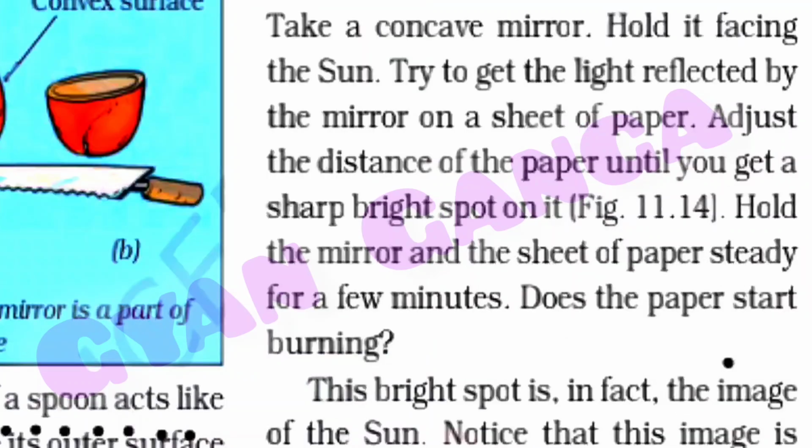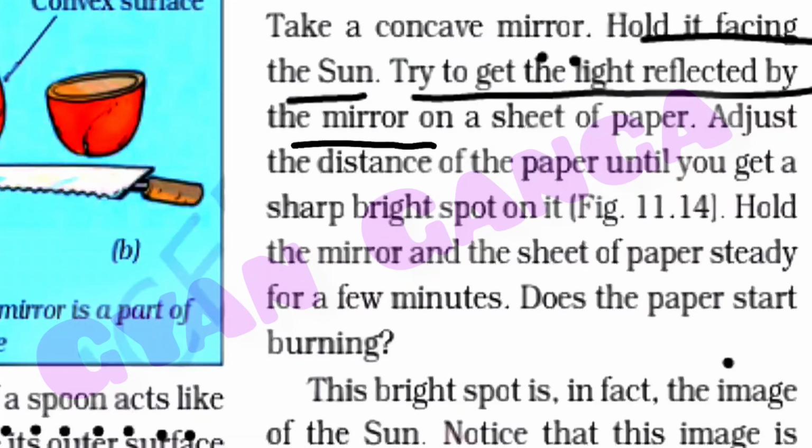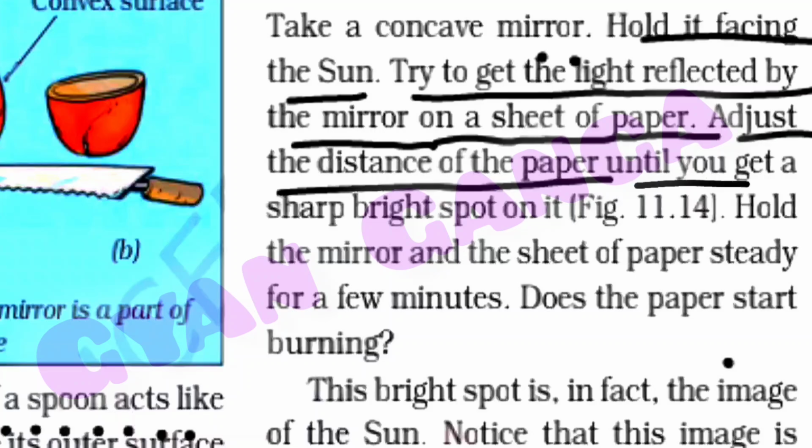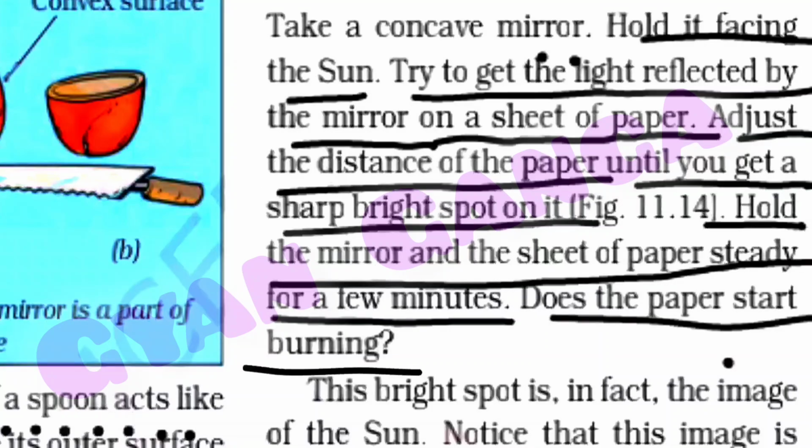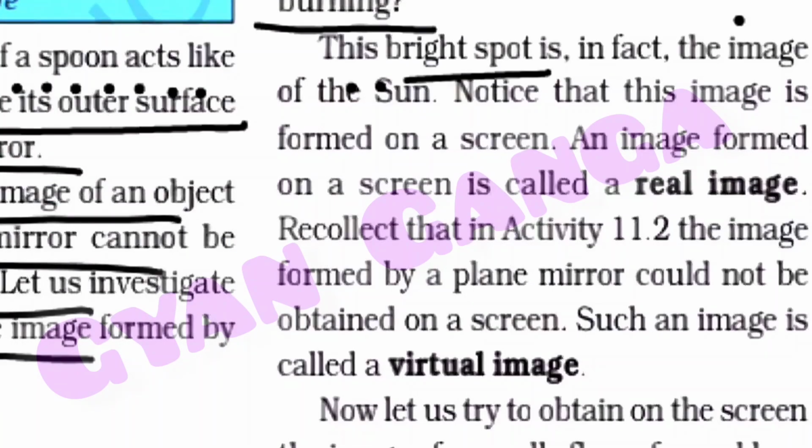Take a concave mirror, hold it facing the sun. Try to get the light reflected by the mirror on a sheet of paper. Adjust the distance of the paper until you get a sharp bright spot on it. Hold the mirror and the sheet of paper steady for a few minutes. The paper may start burning. This bright spot is in fact the image of the sun.